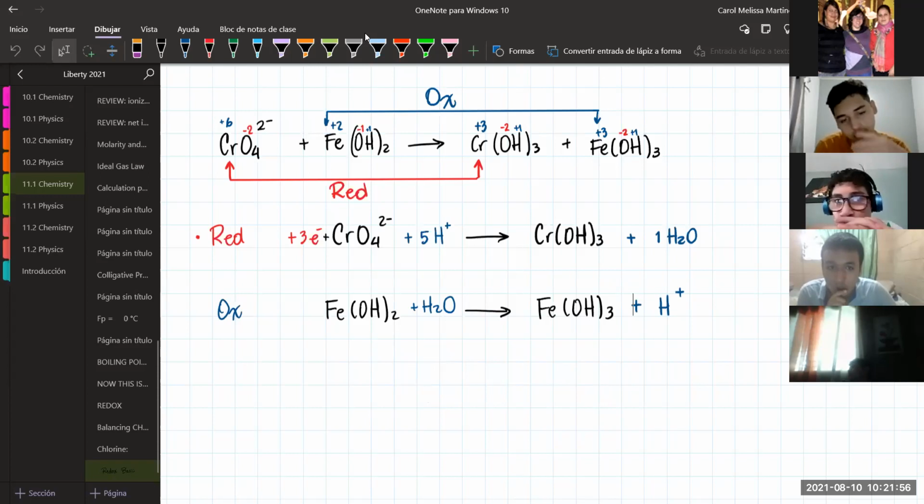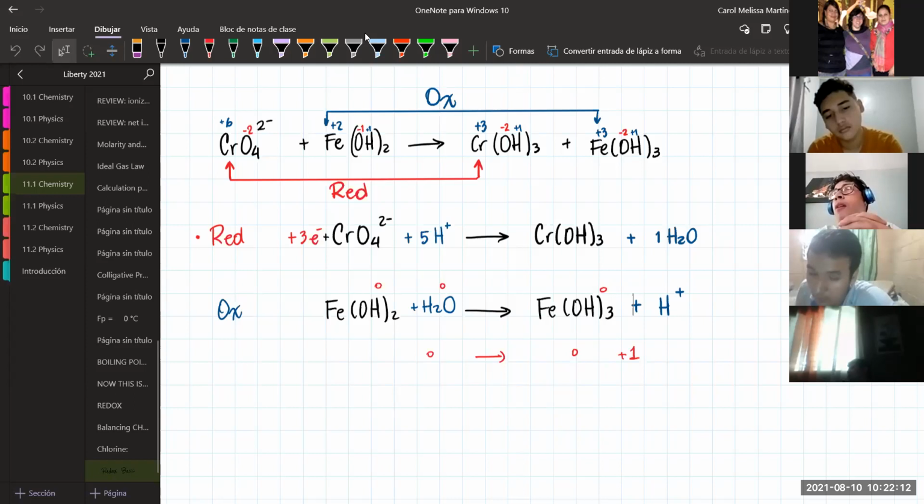And if you take a look, the charges now are different, because here you have 0 plus 0, the total charge is 0, producing 0 plus 1, okay? So it's not balanced, the charges are not balanced. How many electrons and where do I have to add them in order for the oxidation to be balanced? In oxidation, where do you write the electrons? In the products or in the reactants?